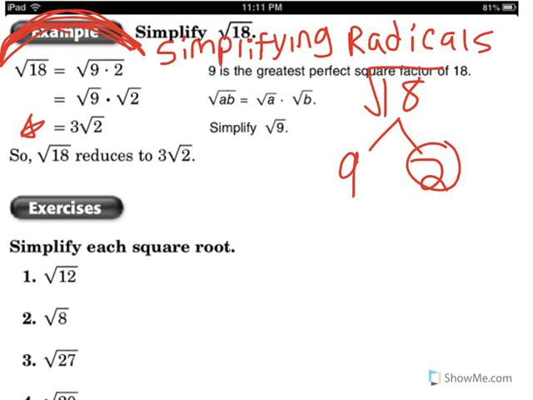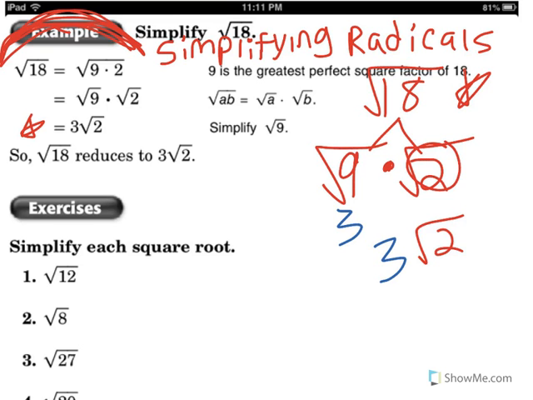But the 9 does. However, the 9 is a perfect square, and technically the 9 and the 2 are still under the radical, because the square root of 9 times the square root of 2 is the square root of 18. We know the square root of 9 to be 3. Once you know the square root of something, it's no longer under the radical. So the 3 is on the outside, but that square root of 2 can't go any further, so it stays on the inside. So it's going to be 3 on the outside times the square root of 2.